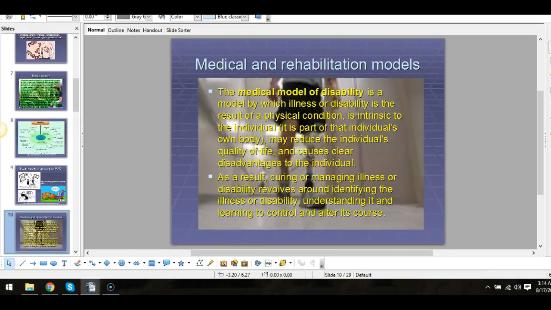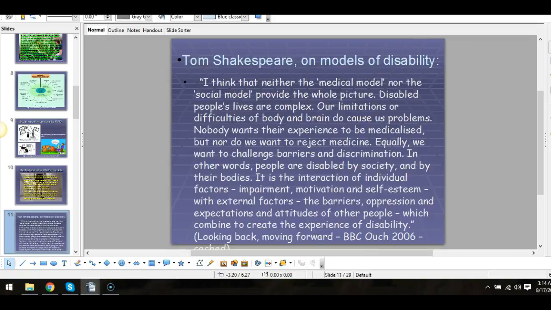The next model we will discuss here is the medical and rehabilitation model. The medical model of disability is a model by which illness or disability is the result of a physical condition. It is intrinsic to the individual. It is part of that individual's own body. It may reduce the individual's quality of life and causes clear disadvantages to the individual. As a result, curing or managing illness or disability revolves around identifying the illness or disability, understanding it, and learning to control and alter its course.